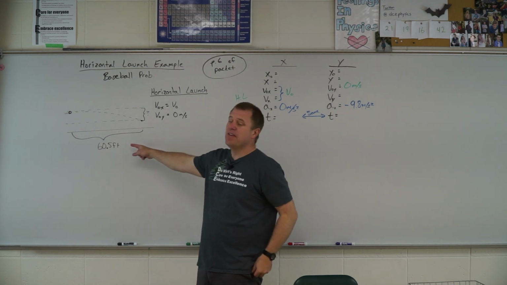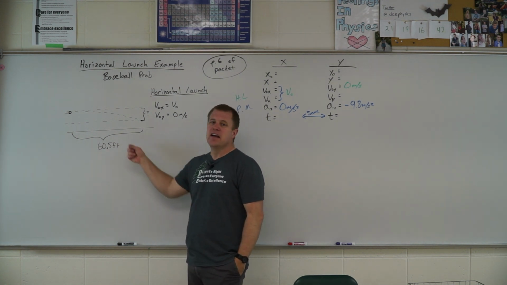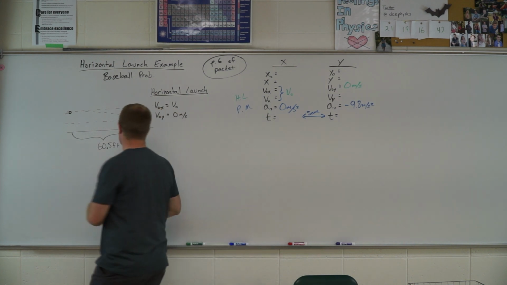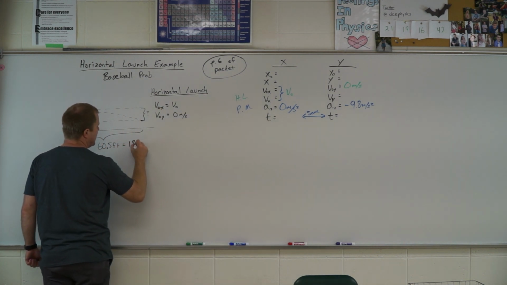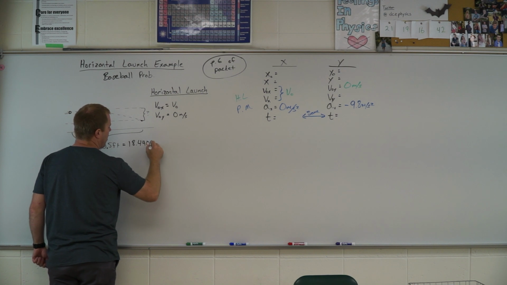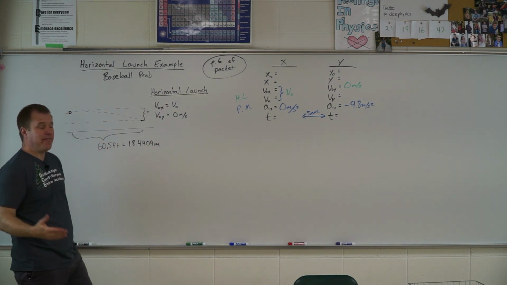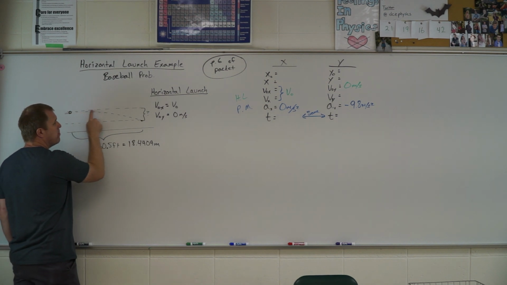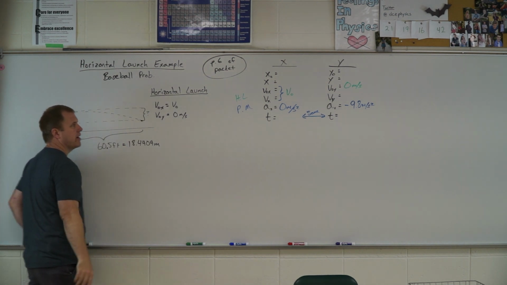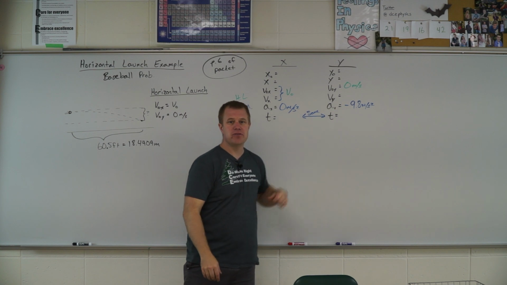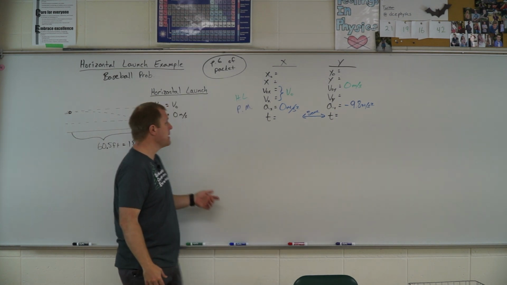All right, so 60 feet, 6 inches is 60.5 feet. I can't keep this as feet, so the first thing I'm going to want to do here is change this to meters. So 18.4404 meters. Now, what type of problem do I have? As that ball is moving, it's moving in both the X direction and the Y direction. So I have 2D motion, so I have to set up my list of variables.